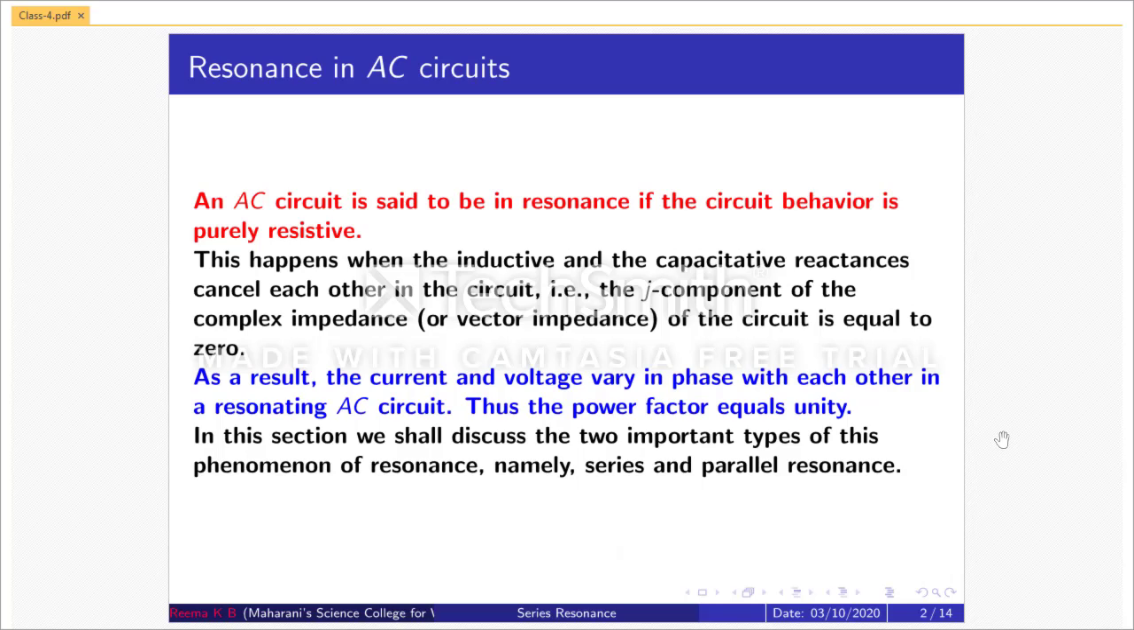As a result, the current and voltage vary in phase with each other in a resonating AC circuit. Thus, the power factor equals unity. In this section, we shall discuss the two important types of this phenomenon of resonance, namely series and parallel resonance.